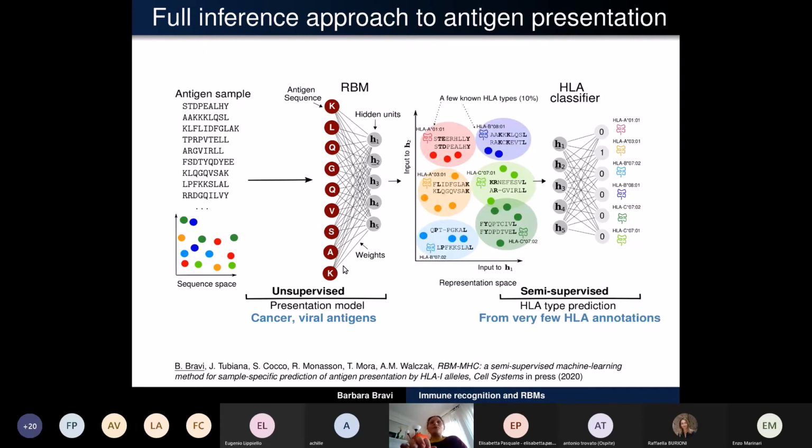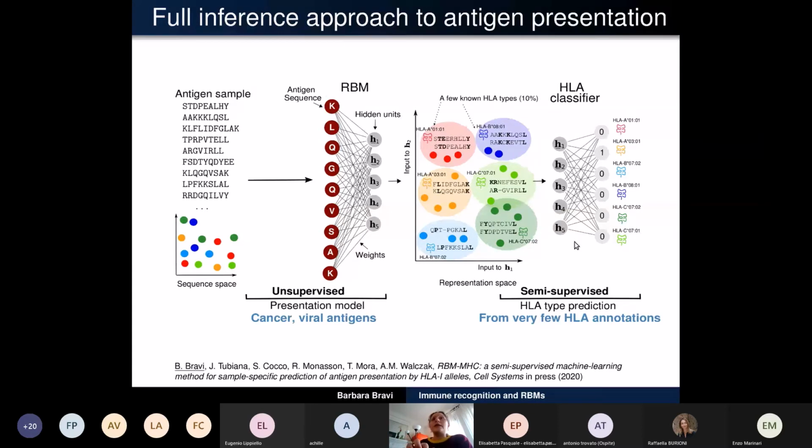Next, we can project the antigen sequences onto this space of input to hidden units. And here, antigens are partitioned into different clusters, as I said, depending on their amino acid composition that reflects their HLA specificity. And therefore, we exploit this structure for the prediction of the HLA type by a second machine learning architecture, so a simple classifier, that, as we see, connects values in this representation space to the actual HLA type. And the connections of this classifier are learned in a supervised way, that is, in such a way as to associate the values in this space to the HLA type, which is given, but only for a very small amount of antigens.